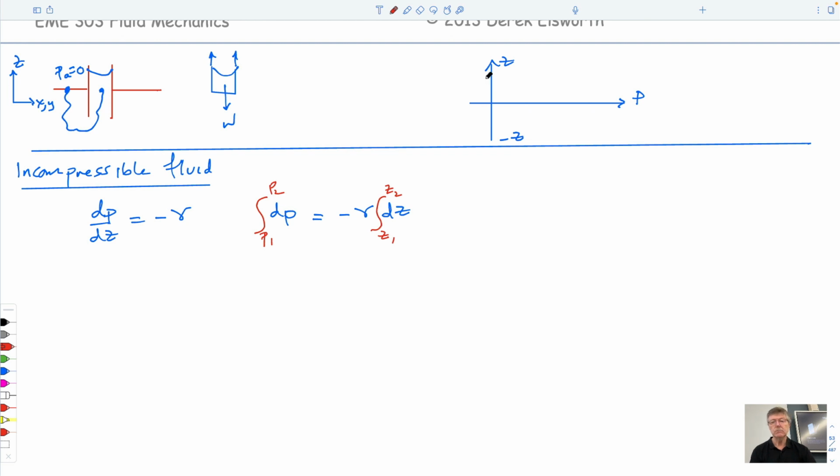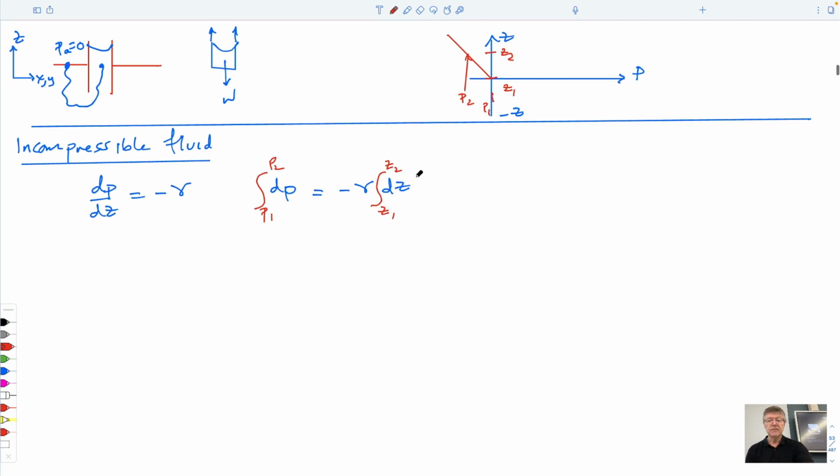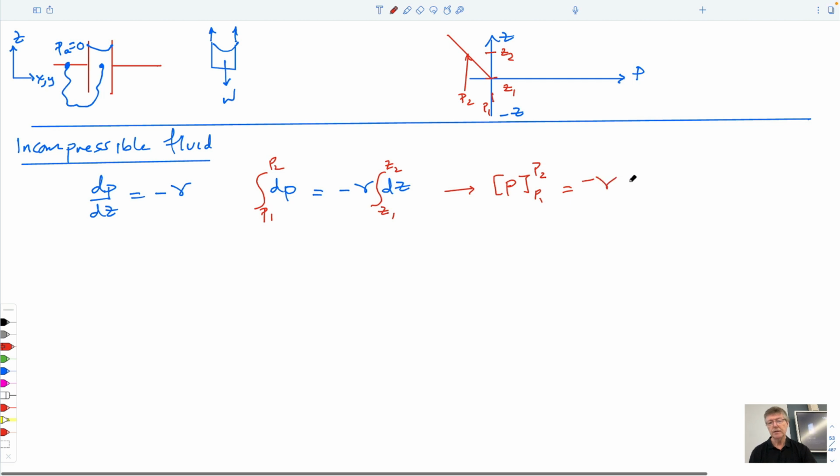And what would it look like? I guess it's going to look like this. This would be P2 and this would be P1. And you all know how to do this. It's going to be pressure evaluated at P2, P1 equals minus unit weight times elevation evaluated at Z2, Z1, which is equal to P2 minus P1. It's not going to be very different from what we've had before. Z2 minus Z1, which is the same as P2 is equal to P1 minus unit weight times Z2 minus Z1.